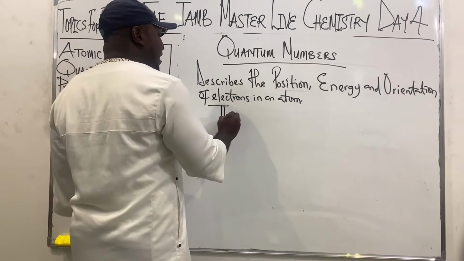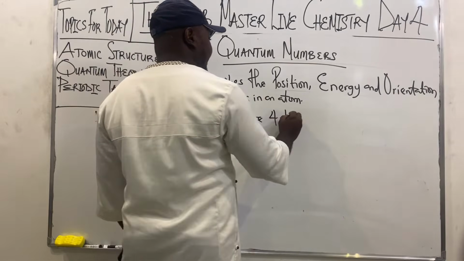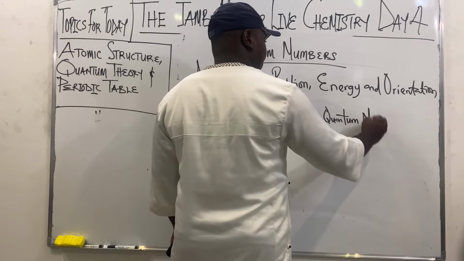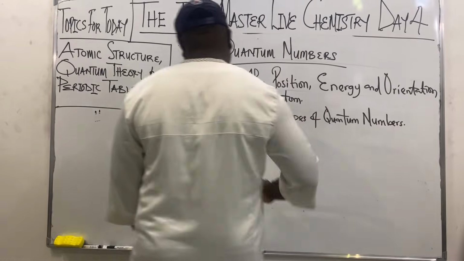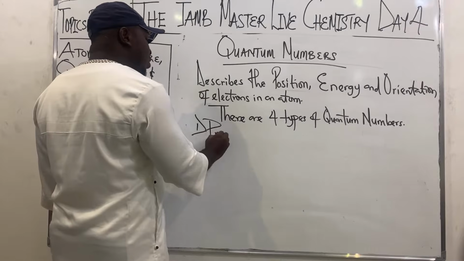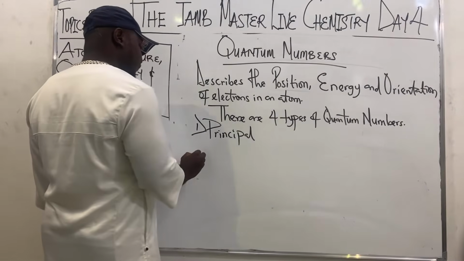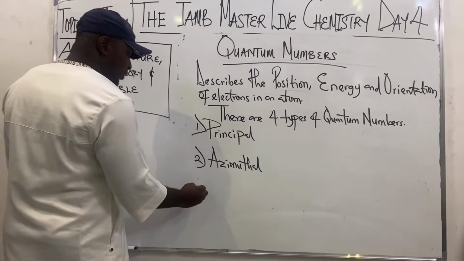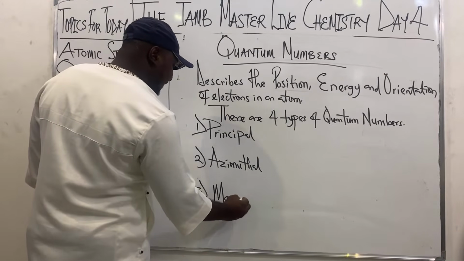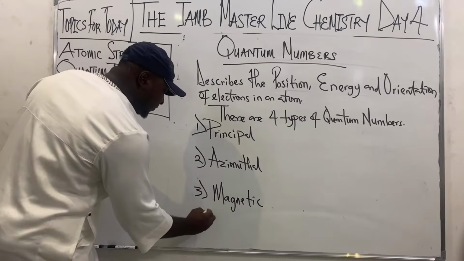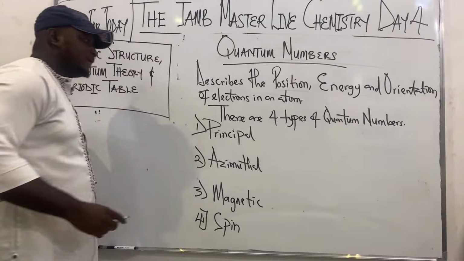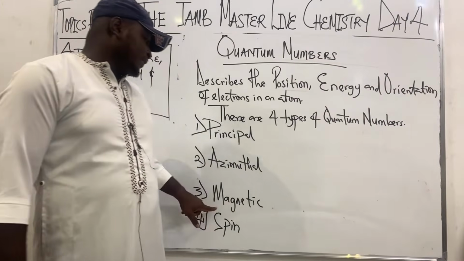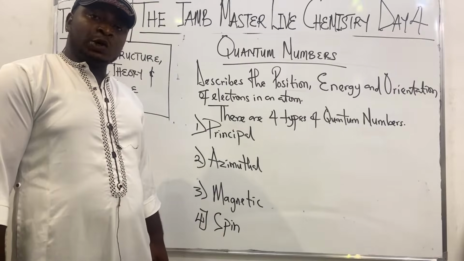There are 4 types of quantum numbers actually. In chemistry, there are 4 types of quantum numbers. 1, we have the principal quantum number. 2, we have the azimuthal quantum number. 3, we have the magnetic quantum number. 4, we have the spin quantum number. The principal quantum number, the azimuthal quantum number, the magnetic quantum number, and the spin quantum number.